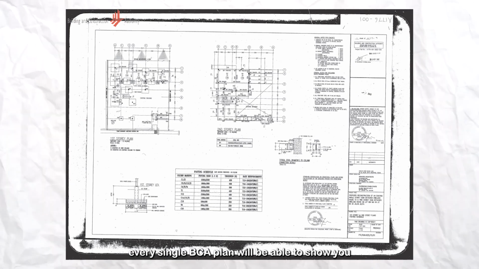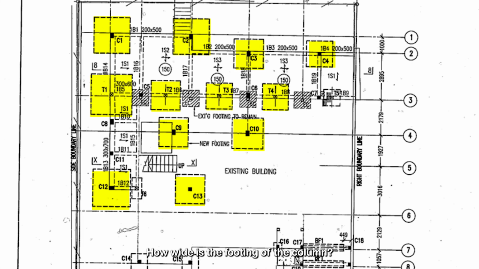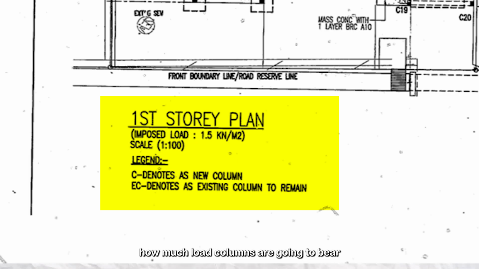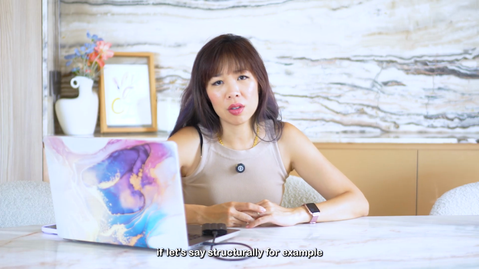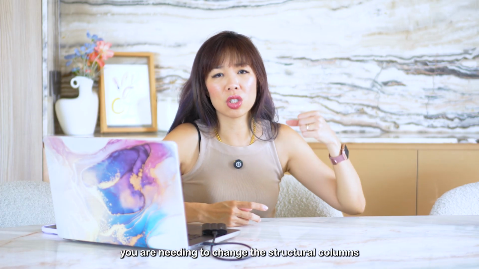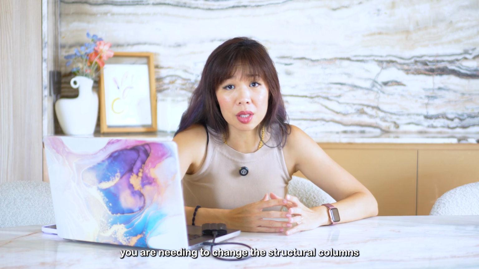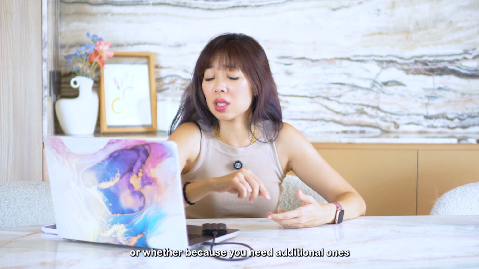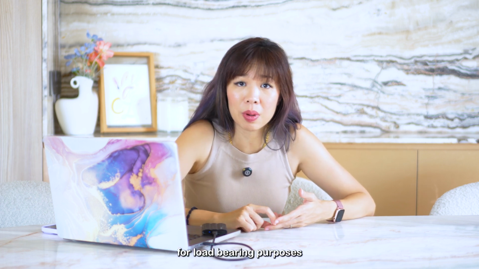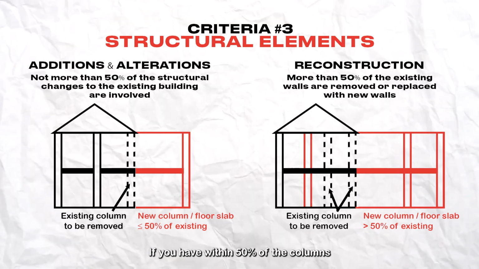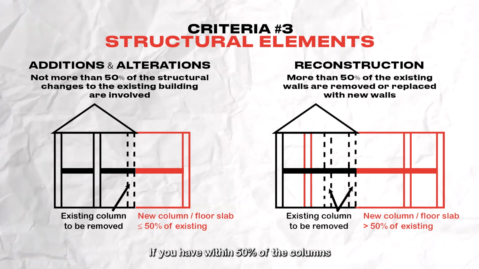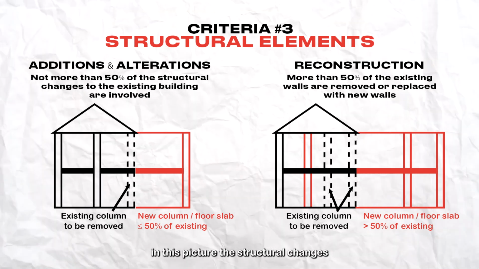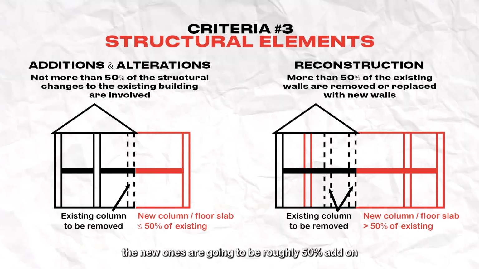Every single BCA plan will be able to show you where the column is, how wide is the footing of the column. And they will also have calculations to show how much load the columns are going to bear. If, let's say, structurally, you are needing to change the structural columns, whether because of the placement or because you need additional ones for load-bearing purposes, if you have within 50% of the columns, the new ones are going to be roughly 50% add-on.